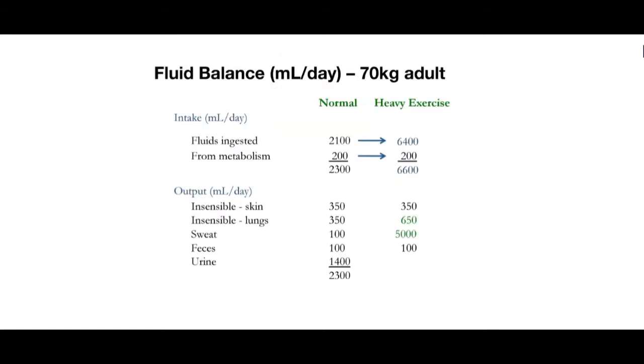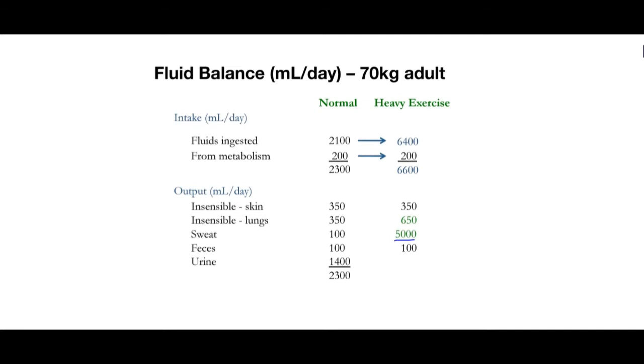What if you're exercising very heavily? You're sweating a lot more, right? So the big change here is that we have a massive increase in the amount of sweat. Normally, 100 mils. Now we're looking at 5 liters from heavy exercise. So you're ingesting a lot more fluid because you're sweating a lot more. Most of the fluid that you're going to lose is in sweat. So what does that mean for the amount that you're losing in urine?